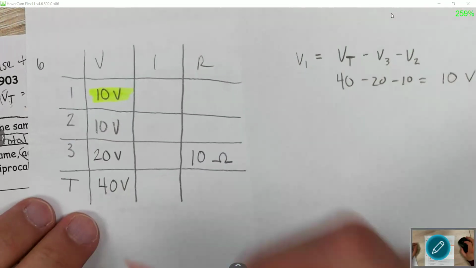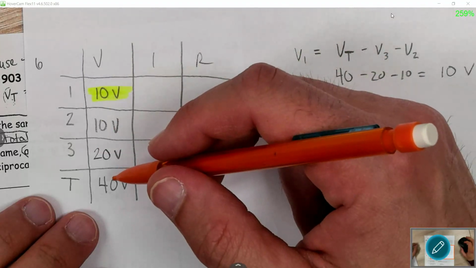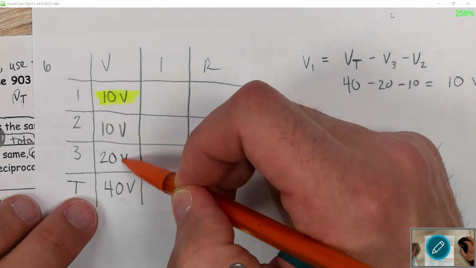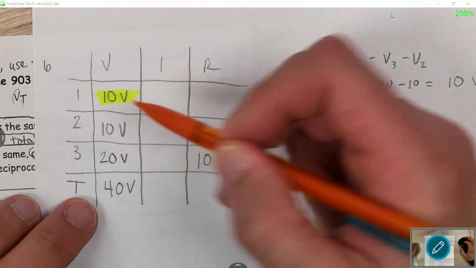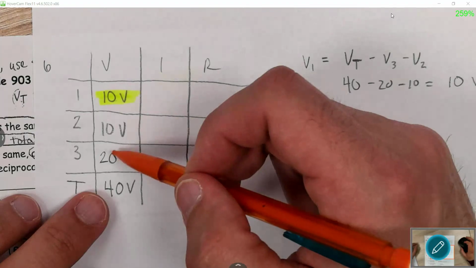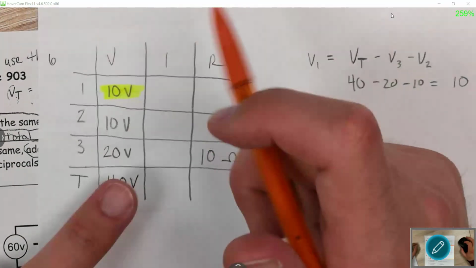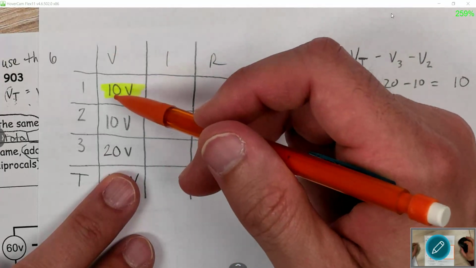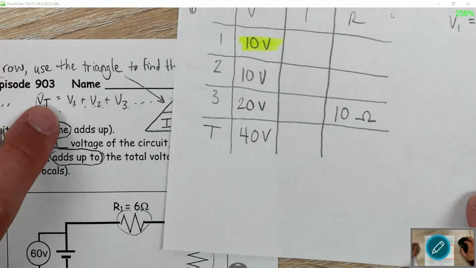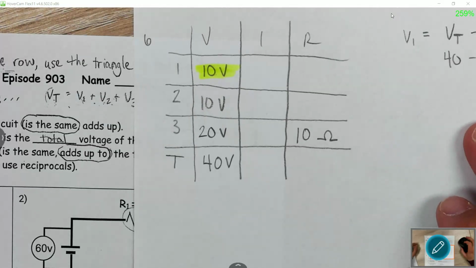All right, so pretty much if you're only missing one of these guys, you can take the total minus the other guys, and it will equal your missing value. It didn't matter if you were missing V1, V2, V3. If you knew the total and 2 of these guys, you could subtract to find the missing. If you were given all 3 of them, you can just add them together to get 40. All right, based off of the rule here, the total voltage is equal to the voltage drops. Okay, you could have done that move first.